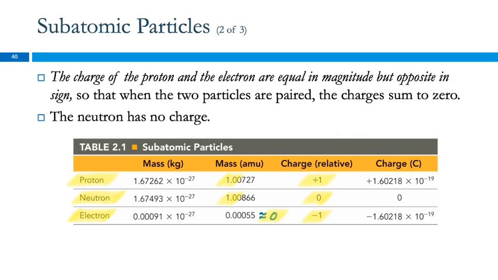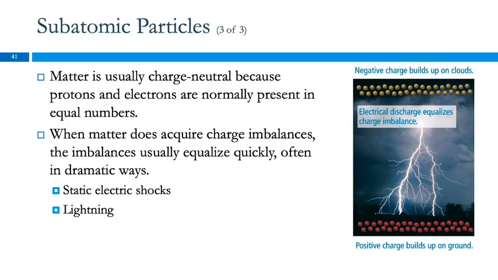Protons and neutrons are located inside the nucleus. The electrons are outside the nucleus. So usually matter is charge neutral, doesn't have a charge, because you have equal numbers of protons and electrons. But charge imbalances are possible. And when those imbalances occur, it's not stable, and the imbalances tend to resolve themselves to equalize, sometimes in very dramatic ways. And this is where lightning comes from.